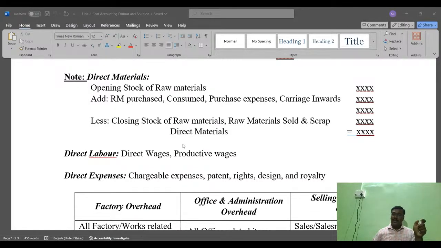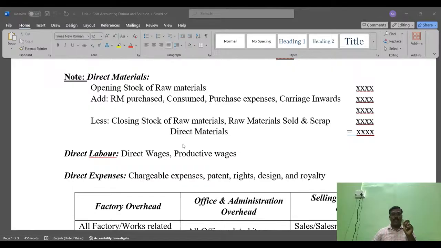At the end of the year, I have only 2,000 stock. So from that 6,000, we deduct 2,000. What is the net balance? 4,000. It means 4,000 worth of material has been used for production during this year. This is the way we calculate the direct material.